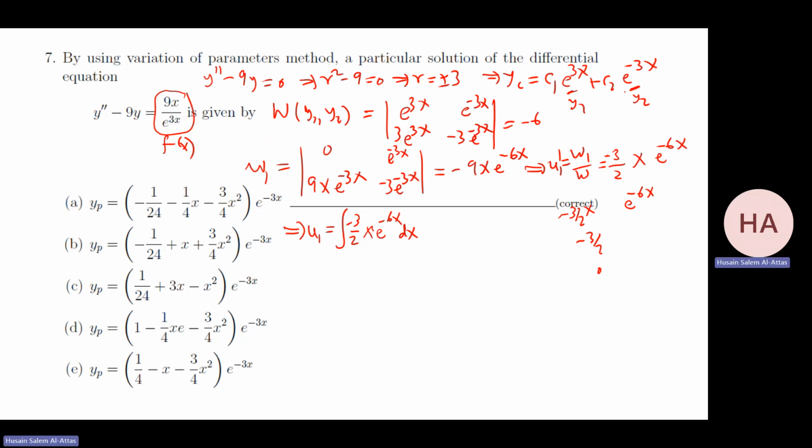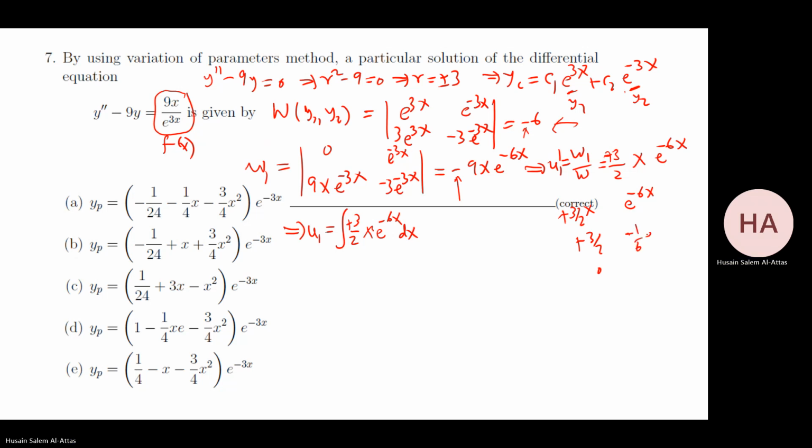There is no minus sign. Sorry, minus over minus, that will be plus. This is minus, this is minus, so that will be plus, plus, plus, plus. Yeah, it should be plus. There is a minus sign here, so minus over minus, that will be plus.